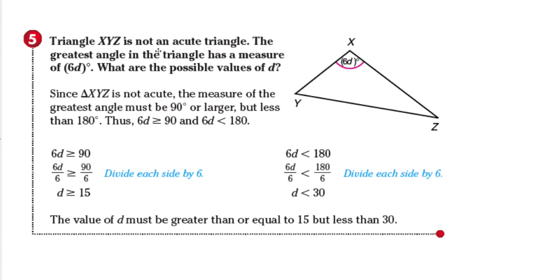What is also assumed in this problem is that you know the definition of an acute angle. If it's not an acute triangle, the measure of the greatest angle must be 90 or greater, but less than 180. That is the measure of an obtuse angle. So an obtuse triangle should have an angle that is greater than 90 but less than 180. That is the assumption in this particular word problem, meaning everything that we learned in the past should come into play.